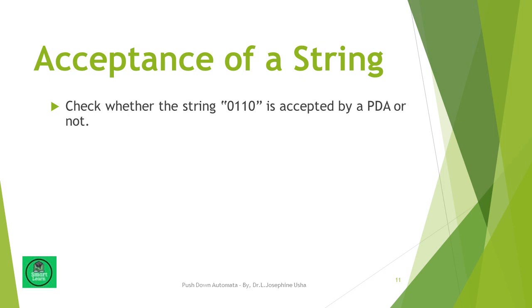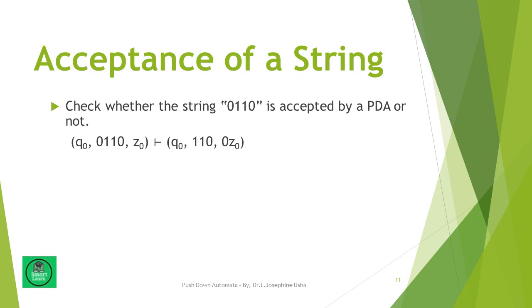In the previous pushdown automata, we consider the language W W^R. Consider one of the strings, 0110. Here 01 is W and 10 is WR. We are checking whether the string is accepted or rejected. We start from the initial state Q0 and the current input is 0110 with Z0, where Z0 is the initial stack content.